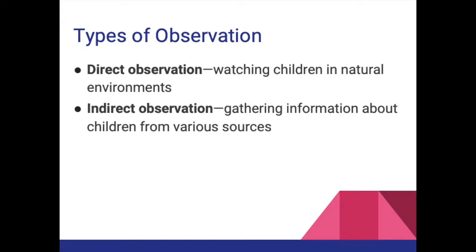There are two different types of observation, okay? Direct observation means watching the children in their natural environments. These can include home, playgroups, childcare programs, schools, public places like shopping centers, parks, or restaurants. Most direct observations occur in these types of places.